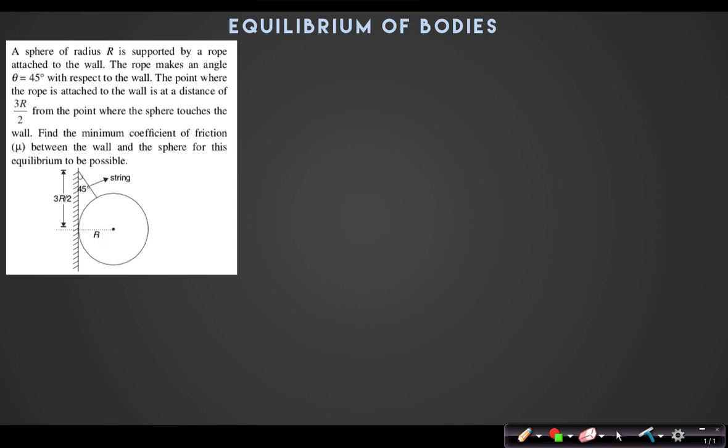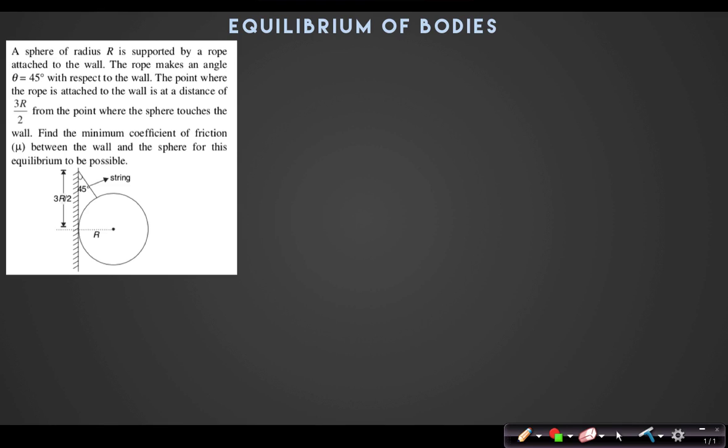Now this question says: a sphere of radius r is supported by a rope attached to the wall. The rope makes 45 degrees with respect to the wall. The point where the rope is attached is at a distance 3r by 2 from the point where the sphere touches the wall. Find the minimum coefficient of friction between the wall and the sphere for this equilibrium to be possible.